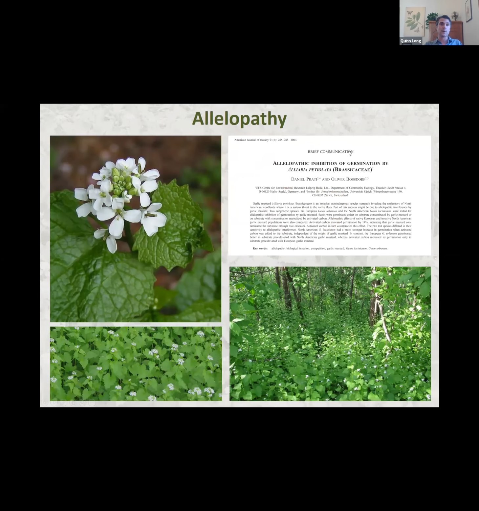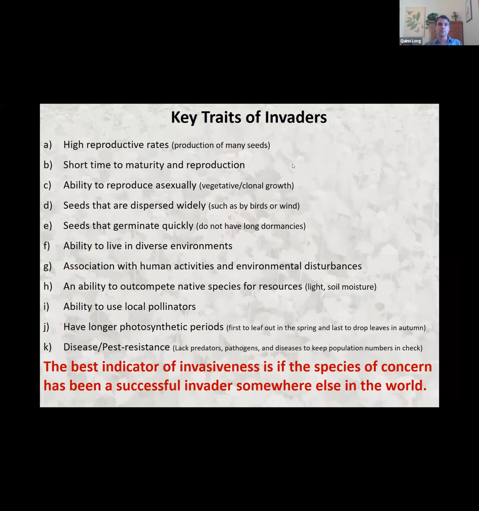Another example would be allelopathy, and this is where plants exude some sort of chemical that inhibits the growth of other plants around it, and this can vary among members of the same genus. There are a lot of criteria that can play into whether or not a species becomes invasive. And here are several of those different traits. And it's traits such as this that go into assessment of the modeling of whether a species will become invasive.